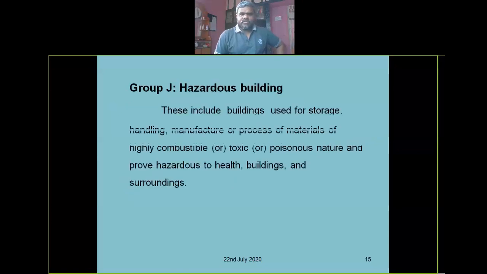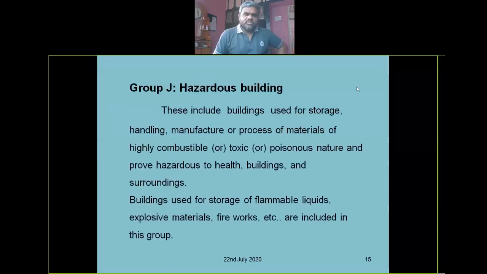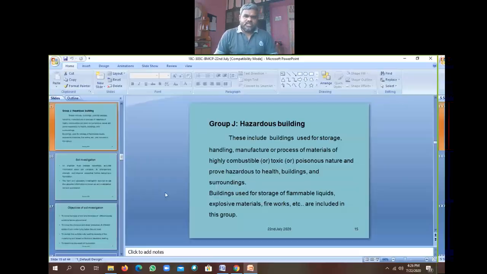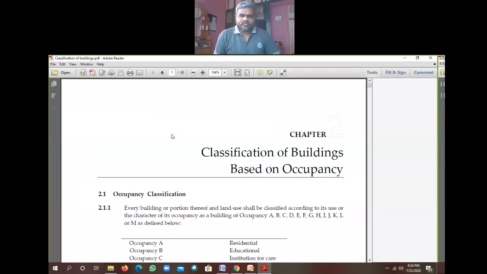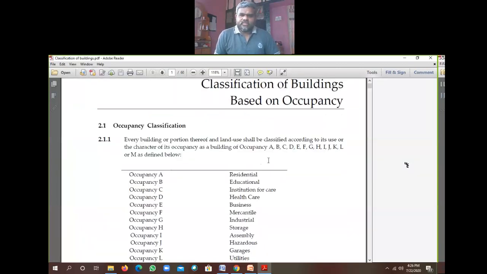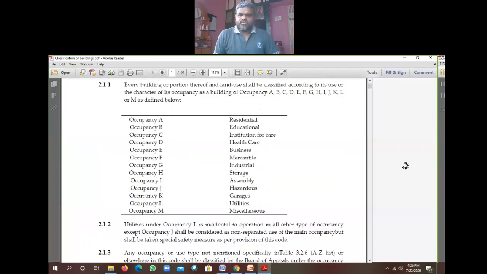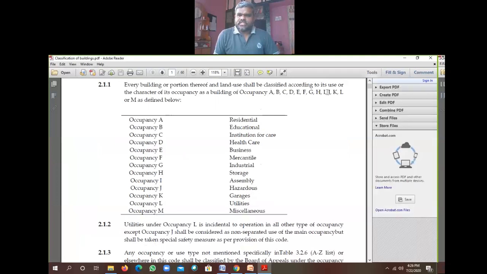So the definitions we have completed last class. So we'll see how these buildings are further classified. Let us see this one. This is a classification of buildings. Buildings are classified into group A, B, C, D, E, F, G, H, I, J, K like this. But up to J we are studying here. Garage utilities are not at all required. Up to J we are studying, right?